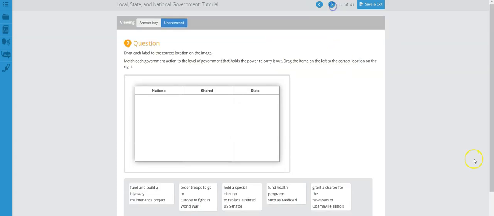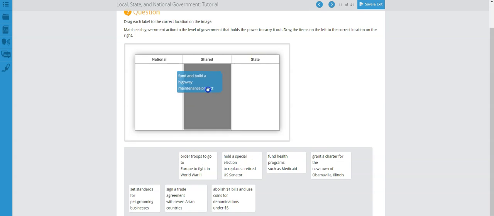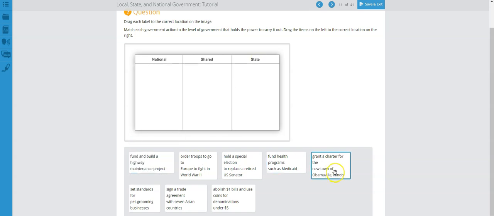Let's move on. We are now on page 11, local, state, and national government tutorial. And this is a fairly simple activity. All you're doing is you're looking at this box. You're given three options: national, share, and state powers. What you will do is you will grab these tiles and you will move them to the area that you think they belong. And once you're done, submit your assignment and continue to move on to the next assignment.